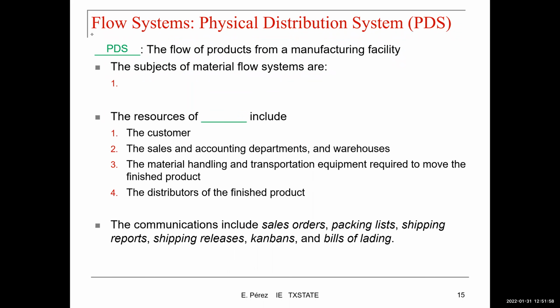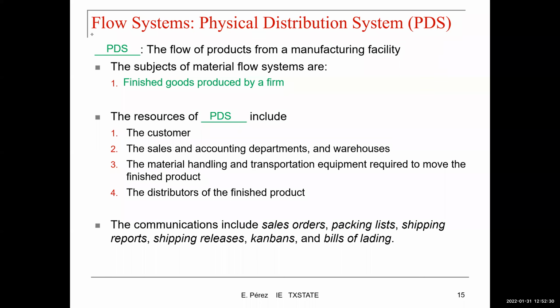So the physical distribution system is the flow of products from a manufacturing facility. Again, we're done with the process of producing this part or this product. Now we want to move it to the customer. So the subjects of material flow systems are the finished goods produced by the firm: cell phones, laptops, food, anything that you can count in terms of a product.